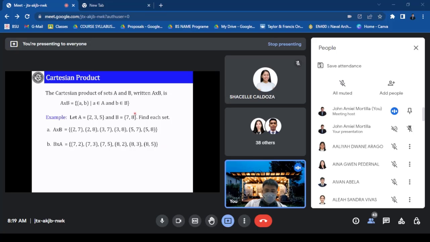So, ito naman, ang ino-multiple, ipair nyo dito sa A. So, A times A, ipair nyo ang A with another set of A. You have (2, 2), (2, 3), (2, 5). Yan.